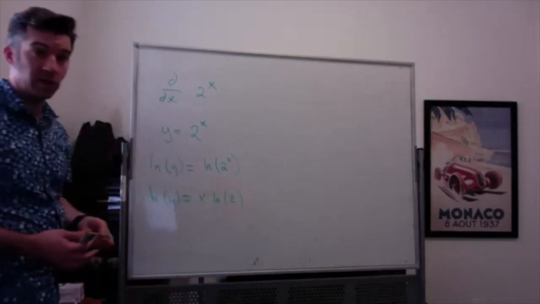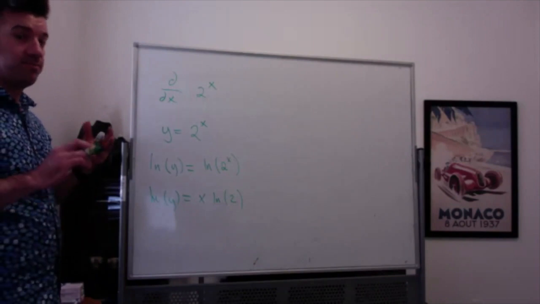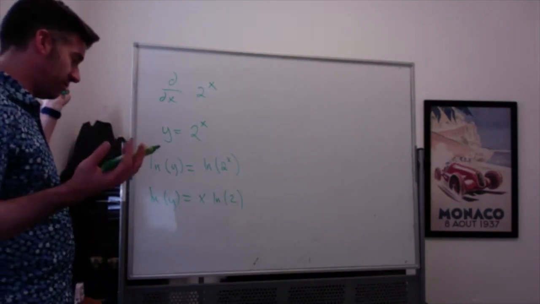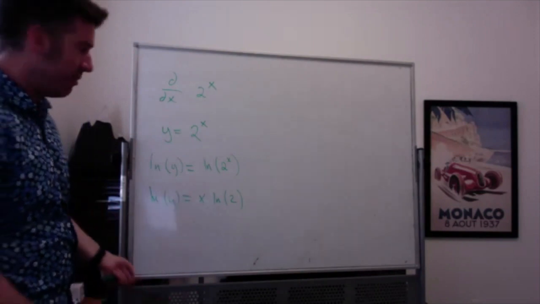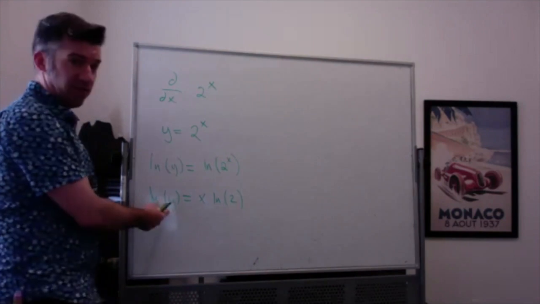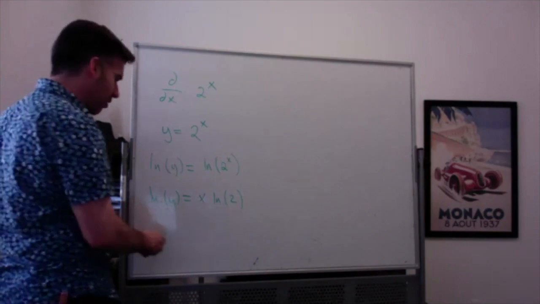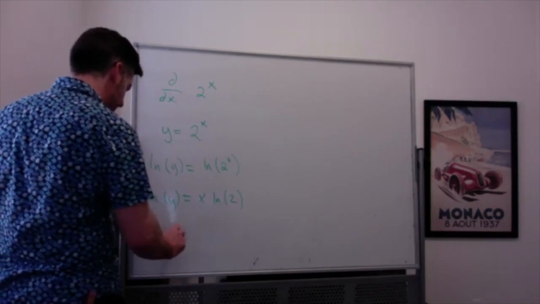And then you differentiate both sides. On the left-hand side, I have to use the chain rule, also known as implicit differentiation, but it's really just the chain rule. What's the derivative of the natural log of some function of x, or the natural log of some stuff? It's 1 over the stuff times the derivative of the stuff.